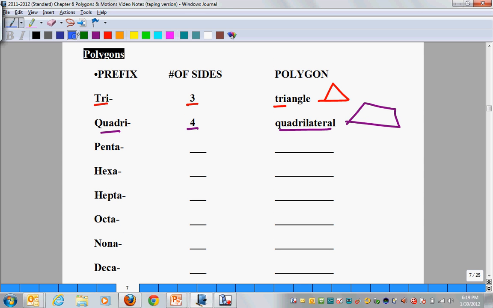I'd like you to go ahead and fill out what you think might be penta, hexa, hepta, octa, nona, and deca, and fill out the name of the shape. Stop the video and check your answers when you are finished.